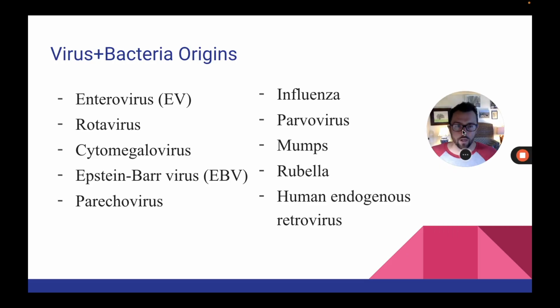Next up, we are here to talk about the virus and bacterial origins of diabetes. Now, with all of these names listed here, I'm not going to go one by one and talk about these. These are just certain viruses that have been shown to increase autoimmune reactions and the development of autoimmune conditions, right? So enterovirus, rotavirus, cytomegalovirus, Epstein-Barr virus, which is extremely popular right now, paracovirus, influenza, just a typical flu, parvovirus, mumps, rubella, human endogenous retrovirus, okay?